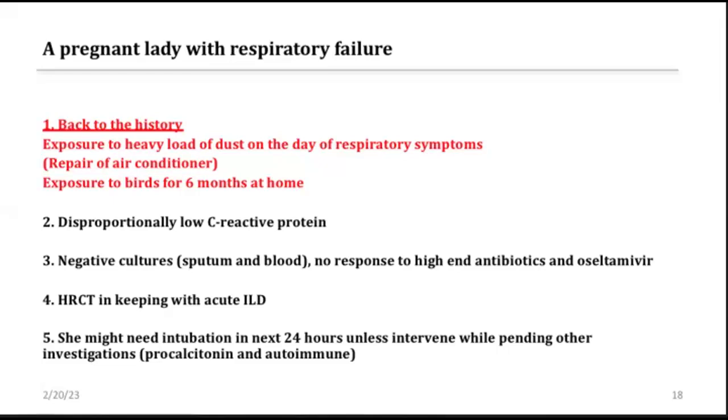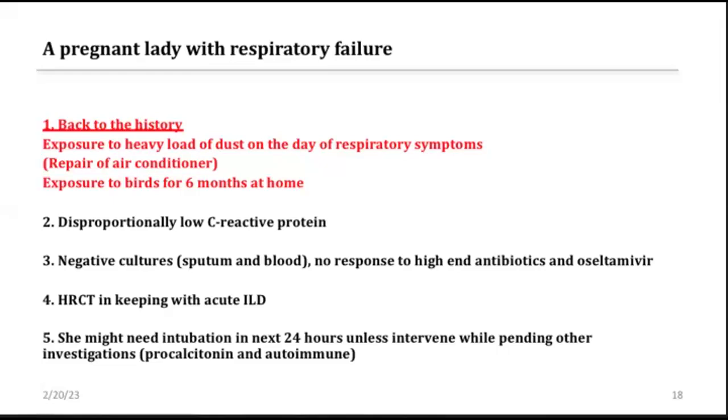The CRP was disproportionately low. If this is bacterial pneumonia, when the patient is progressing, the CRP should also rise, not come down. Now it is 19. By this time, the available markers were negative: blood culture, sputum culture, and influenza also. And there was no response to antibiotics. So I discussed this matter with the relations. It was an educated family, so it was easy to discuss. Nowhere in the world is it possible to exclude infection 100% in this type of case.